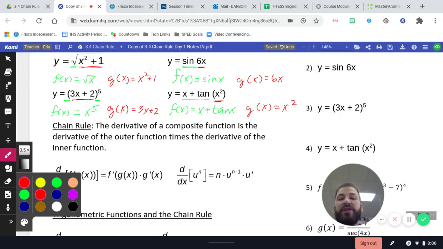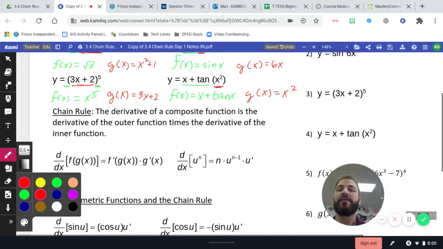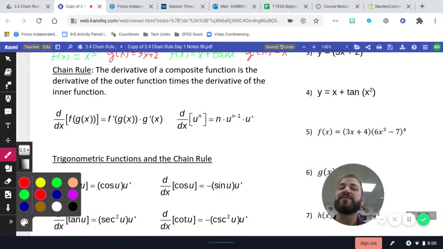Okay, so when I apply the actual chain rule, to derive this composite function, I'm going to derive the outside, leave the inside alone, and then multiply by the derivative of the inside. So the derivative of f of g of x, a composite function, we derive f, leave g plugged in the same, and then multiply by g prime. This is a little bit weird, so we're going to practice it.